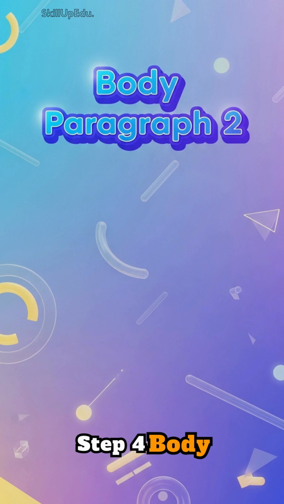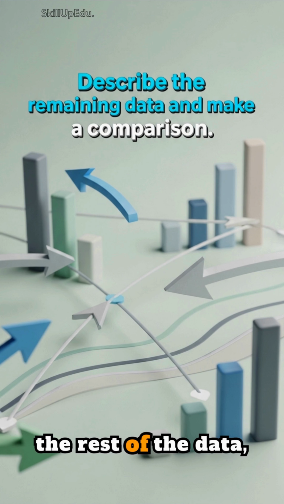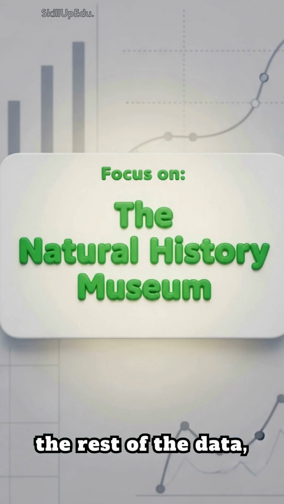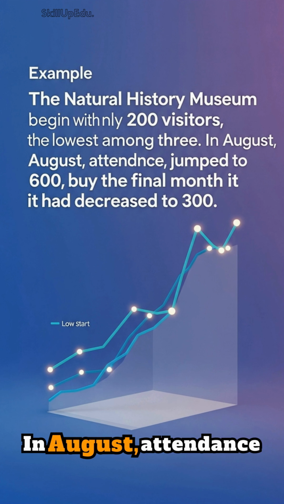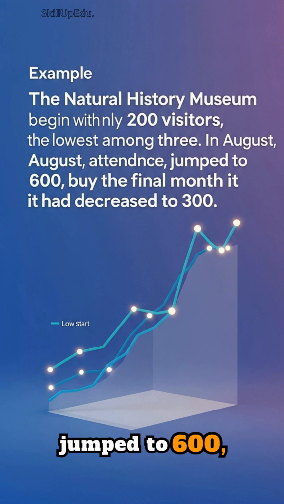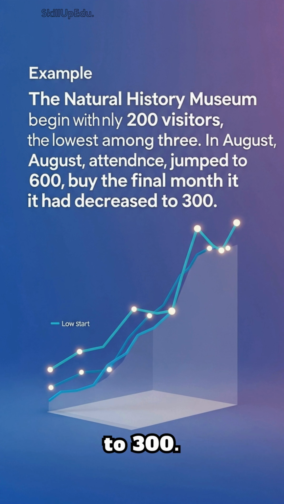Step 4. Body paragraph 2. Finally, describe the rest of the data, especially for the Natural History Museum. Example, the Natural History Museum began with only 200 visitors, the lowest among the 3. In August, attendance jumped to 600, but by the final month, it had decreased to 300.